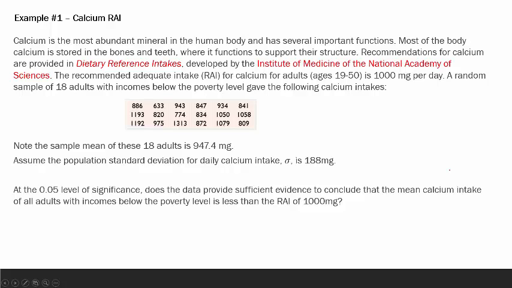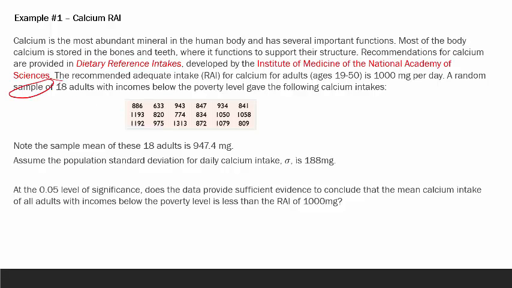Okay, let's do a couple of examples here. We've talked about this one before in a previous lecture, but let me read it again. Calcium is the most abundant mineral in the human body and has several important functions. Most of the body's calcium is stored in the bones and teeth, where it functions to support their structure. Recommendations for calcium are provided in the Dietary Reference Intakes, developed by the Institute of Medicine of the National Academy of Sciences. The recommended adequate intake, we call RAI, for calcium for adults is 100 milligrams per day. A random sample of 18 adults, so this is important.